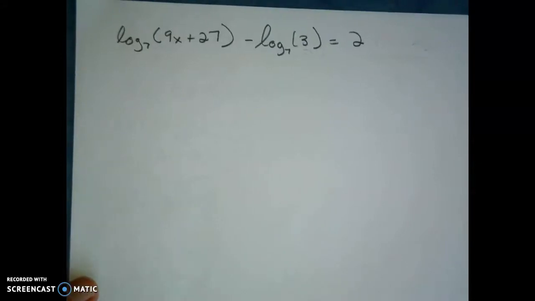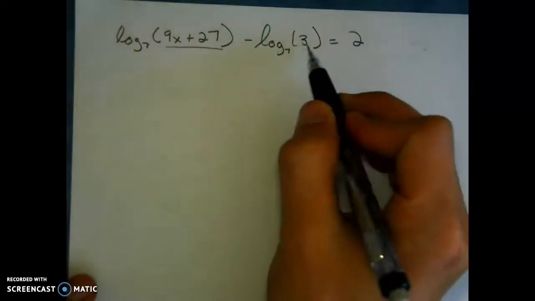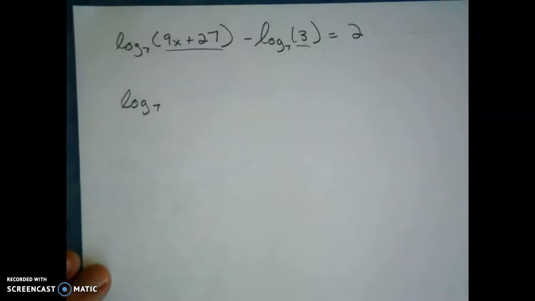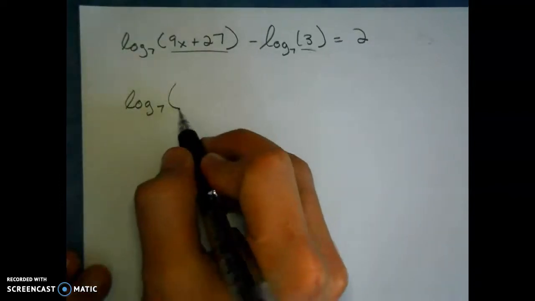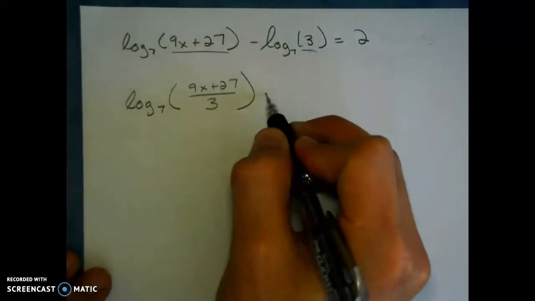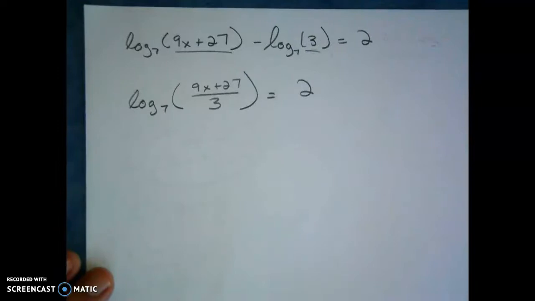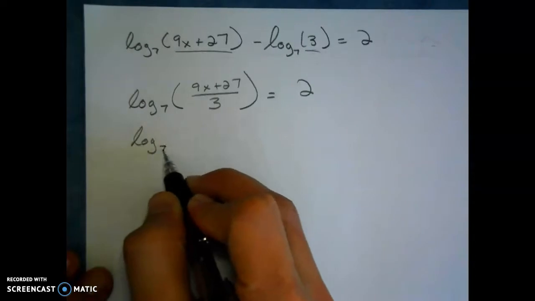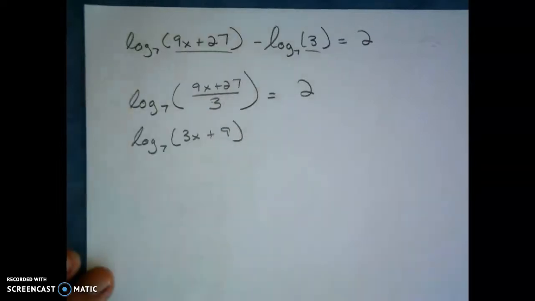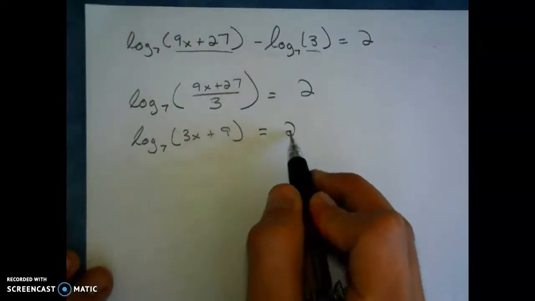Okay, welcome back. The first thing I notice is that my bases are the same, so I know I can combine these. I'm subtracting, so that means I divide my arguments. So I'm going to do log base 7 of 9x plus 27 divided by 3 is equal to 2. I'm going to simplify what's in my parentheses. I can simplify this to 3x plus 9 by dividing each term by 3. That's equal to 2.